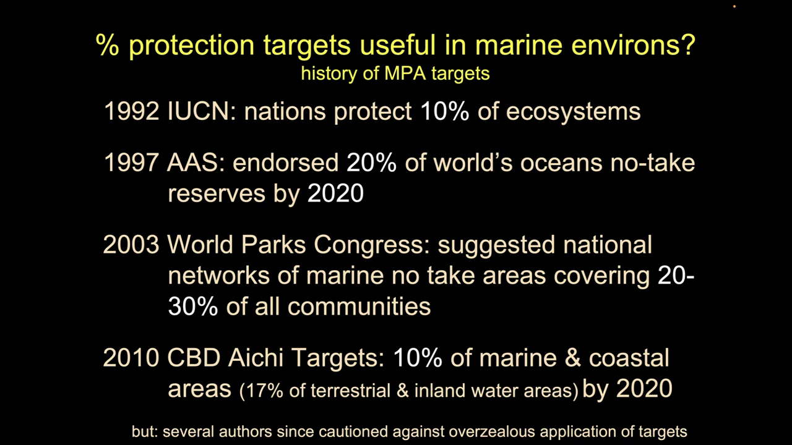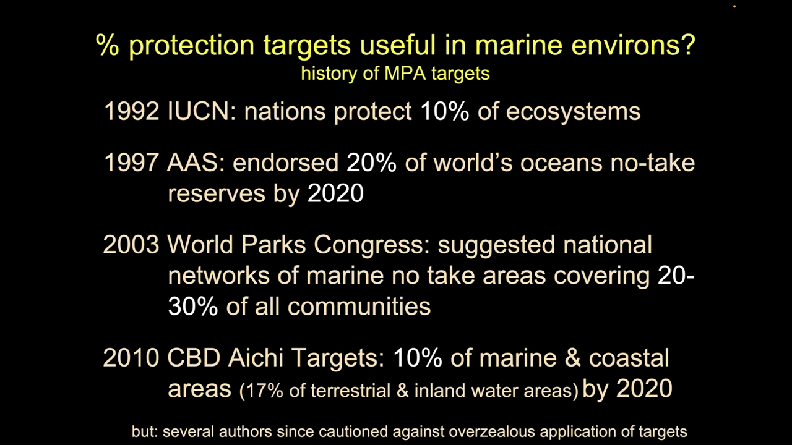But in 1997, we get our first real target, I would say. I mean, the 1992 target, that was real. I don't mean that was fake. But I think the one that really took off more in the public imagination was this 20 by 20 plan. And this was endorsed by the American Academy of Sciences.